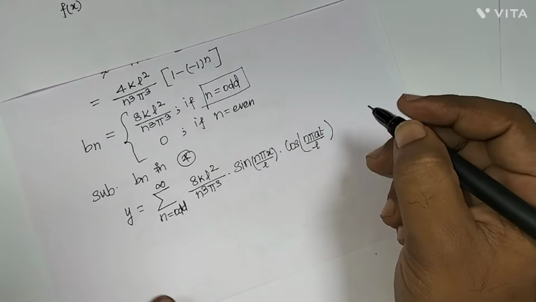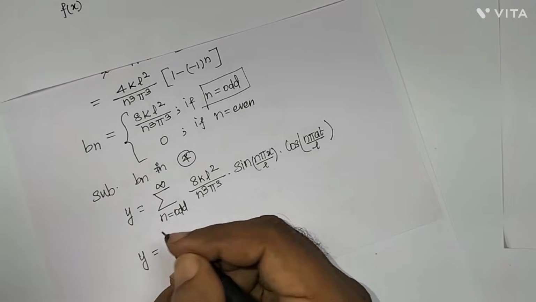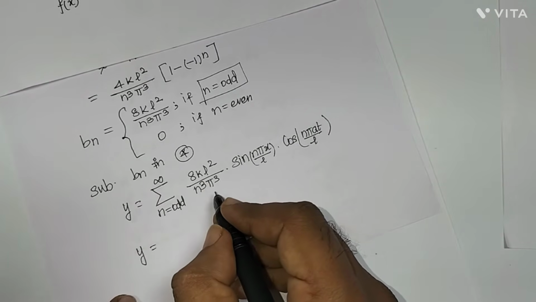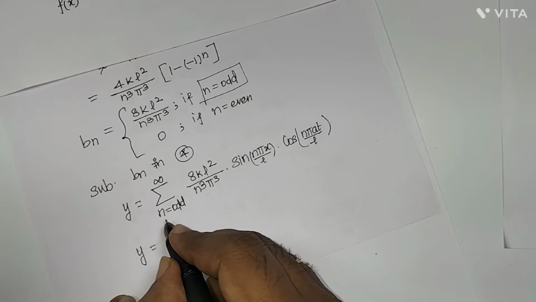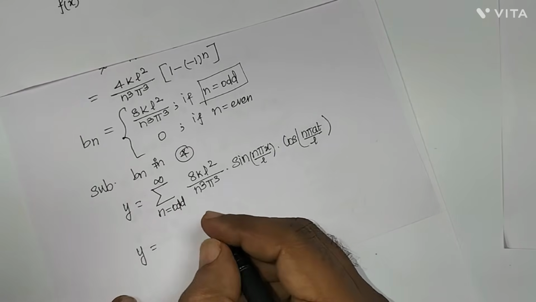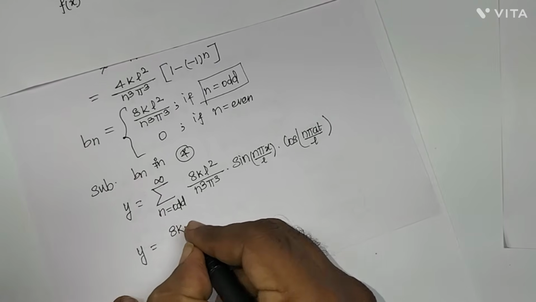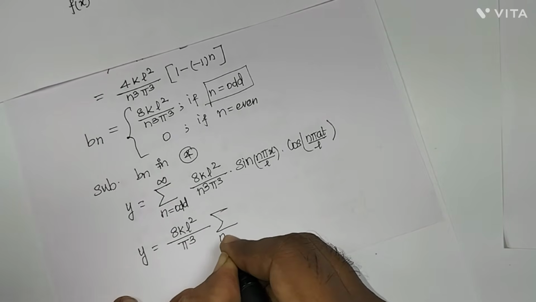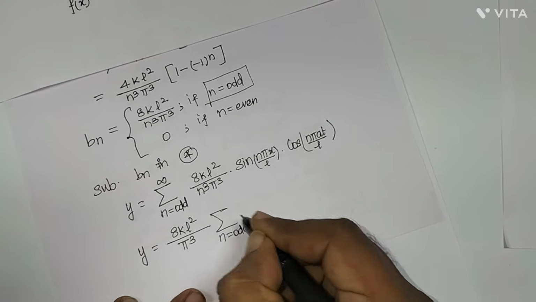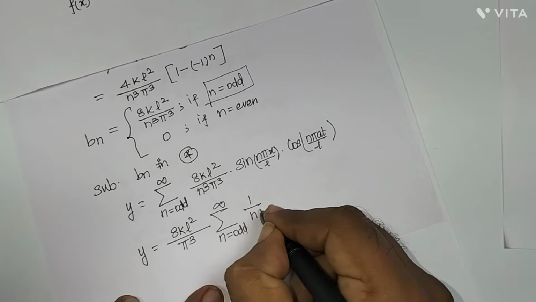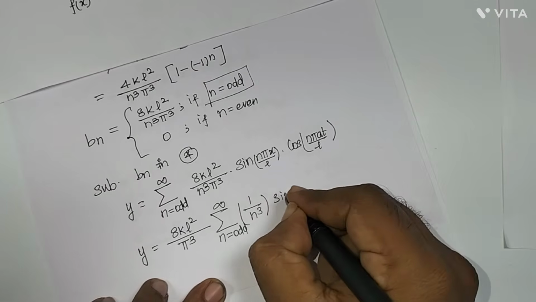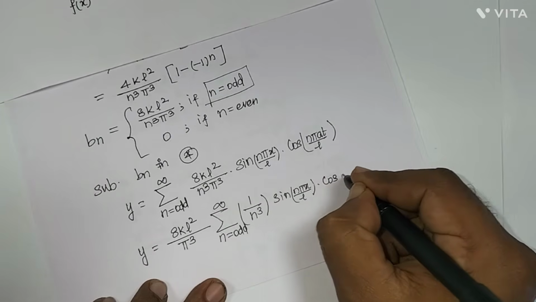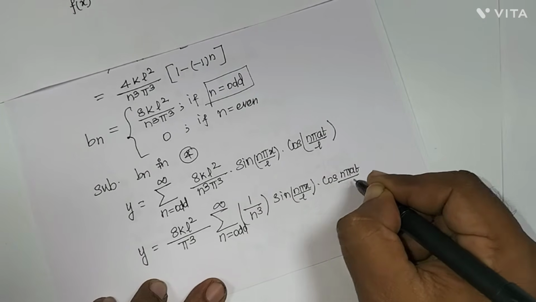y is equal to, we can take the constant term outside. What are all the constant terms here? 8k L square divided by pi cube. Why? Because we have to apply the values only for n, so we can't take the n terms outside the summation. So I'm taking outside 8k L square divided by pi cube. Remaining we can write as it is: sum of n equal to odd to infinity, 1 divided by n cube, sin(n pi x by L) into cos(n pi a t by L). This is our final answer.